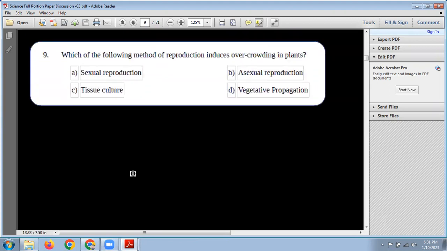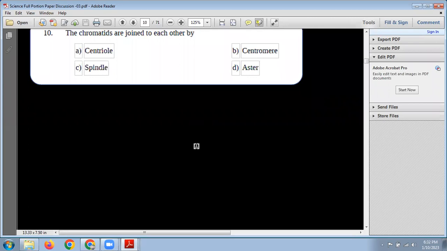So the first question was, which of the following methods of reproduction induces overcrowding in plants? The option was vegetative propagation. So that's the correct thing. Vegetative propagation is a method of asexual reproduction. There are a lot of vegetative propagules, by which so many organisms can be cultivated at a time. So vegetative propagation is the correct answer. Since my voice is not clear, I will show you the solution page also. You can read and understand.